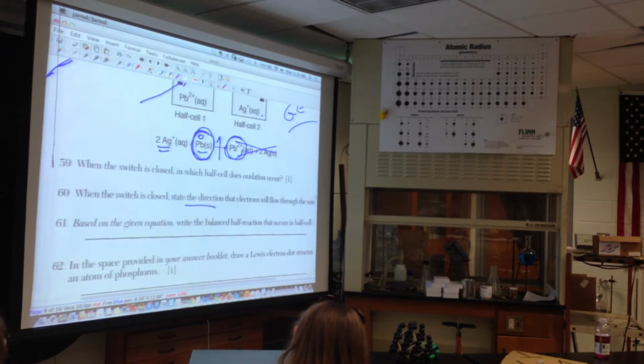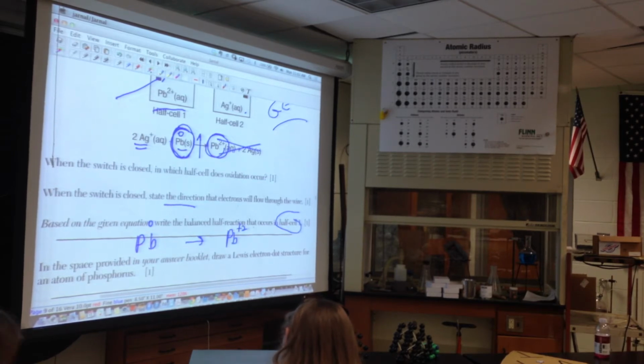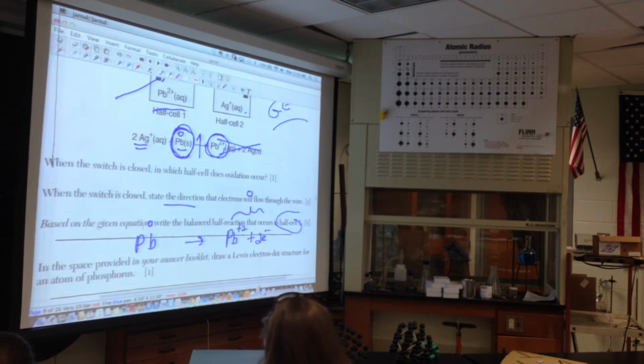Based on the given equation, write a balanced half reaction that occurs in half cell 1. Oh, they even named it. Half cell 1 is the anode, oxidation. Pb0 goes to Pb plus 2. Now, how many electrons were involved here? 2. Where do electrons go so that both sides of a half reaction are the same, or conservation of charge? I put them on the right side. Negative 2 and a plus 2 is 0. This side is 0. This side is 0. And that's your answer, party people.